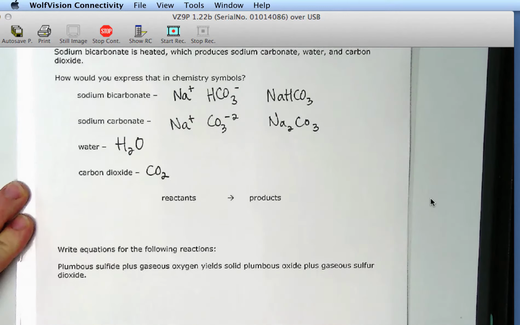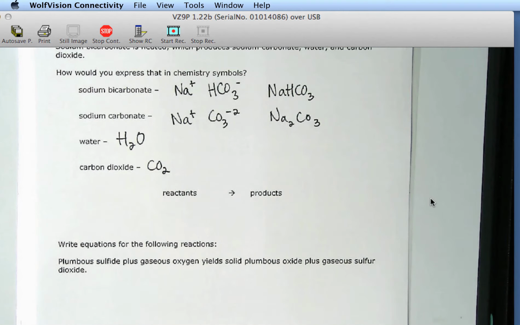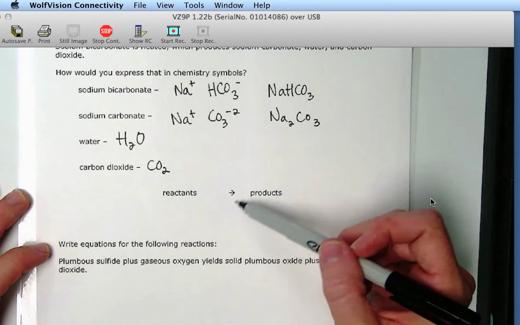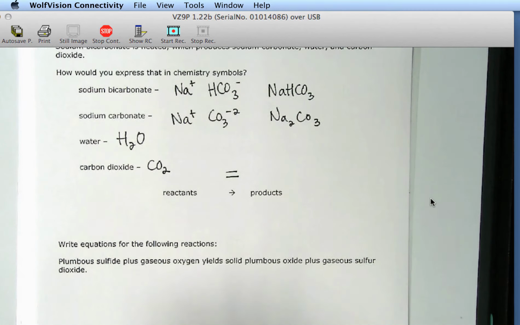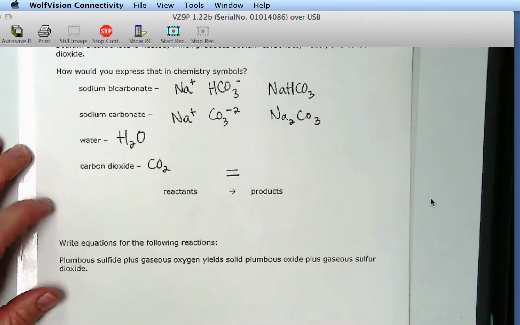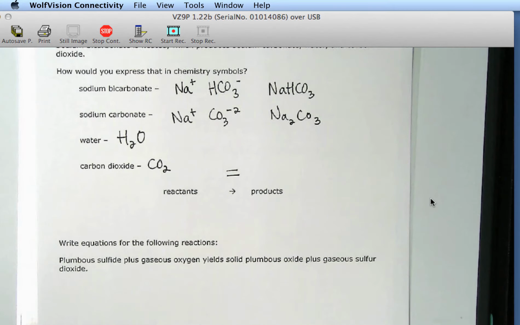So just like in Unit 1, where we had our nuclear chemistry, the reactants are on the left side and the products are on the right side. And like I mentioned before, you can think of this arrow as an equal sign. So when you look back to this sentence that's describing this chemical reaction, sodium bicarbonate is heated, which produces sodium carbonate, water, and carbon dioxide. So which produces, anything after that is going to be your product. So sodium carbonate, water, and carbon dioxide will be your product.